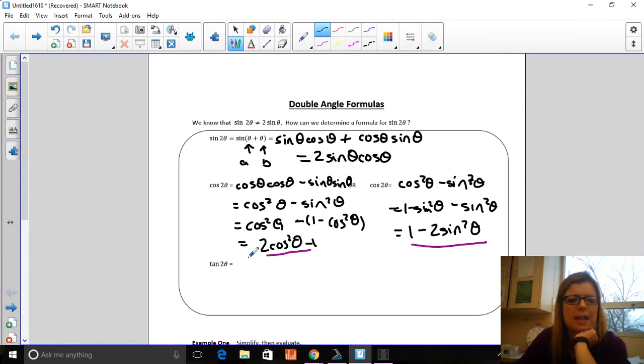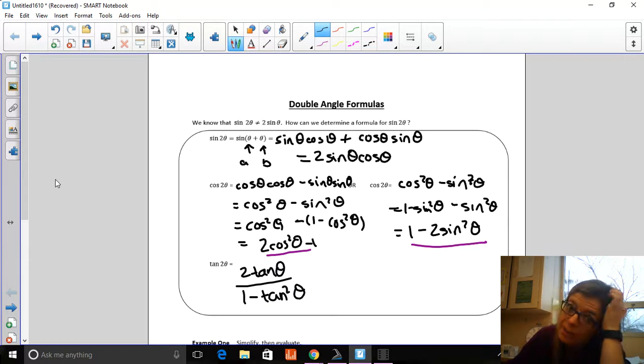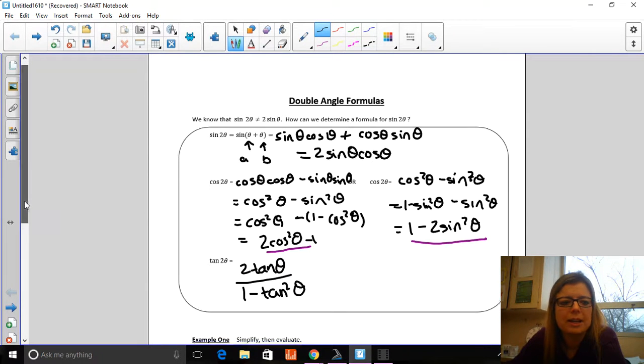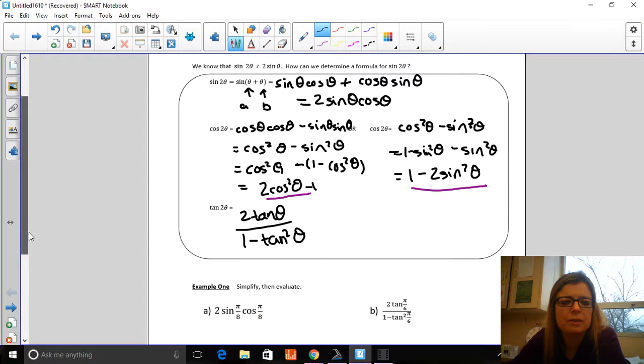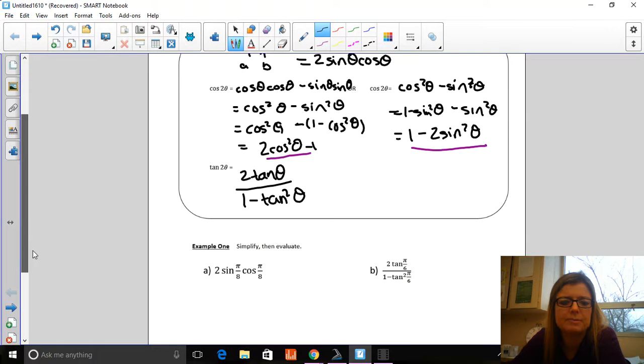Okay, finally, tan 2 theta turns into 2 tan theta all over 1 minus tan squared theta. Okay, so just like the compound angle formulas, these will be given to you in your test and your exam. All right, they're in your textbook, so you can refer to that or to your notes to use them.